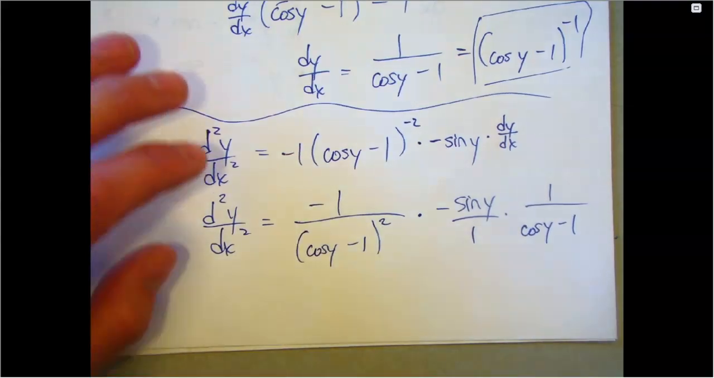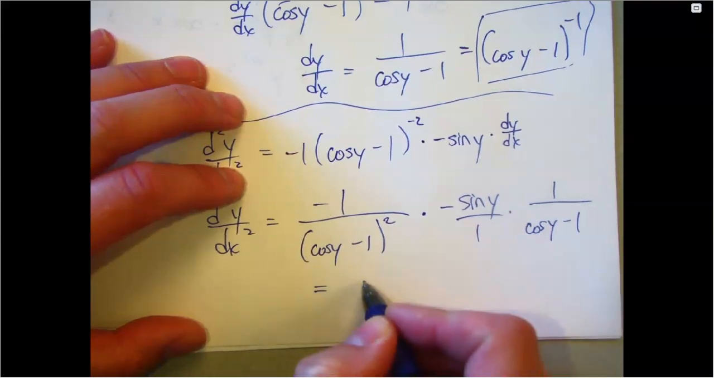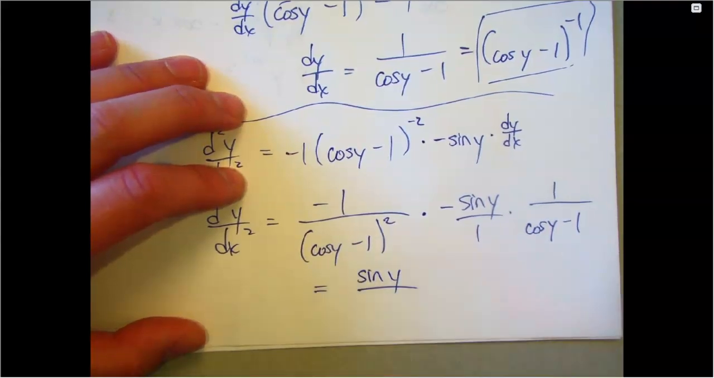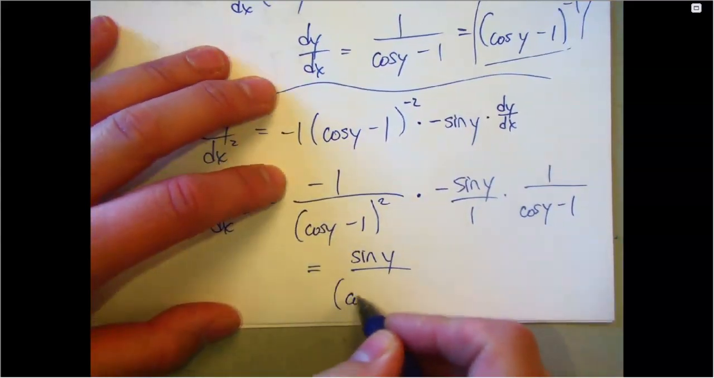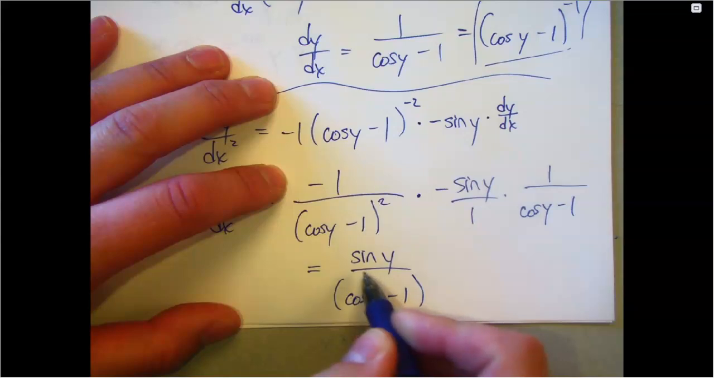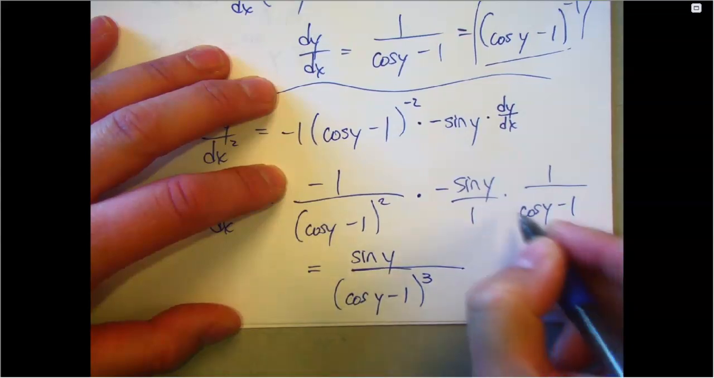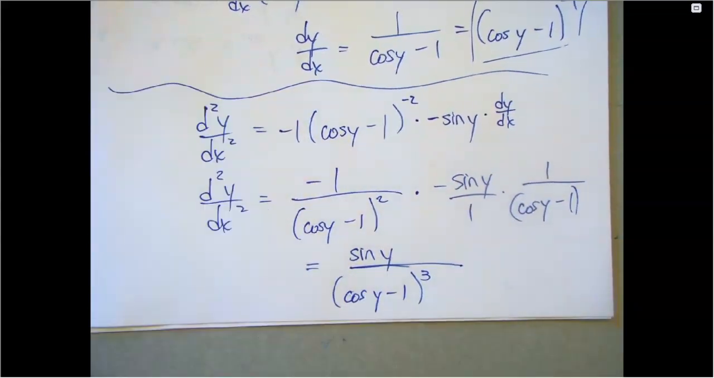So if I multiply straight across the top, I have sine of y, positive. If I multiply across the bottom, I have cosine of y minus 1 to the what? Third. Add 2, then I multiply by another 1 over there.